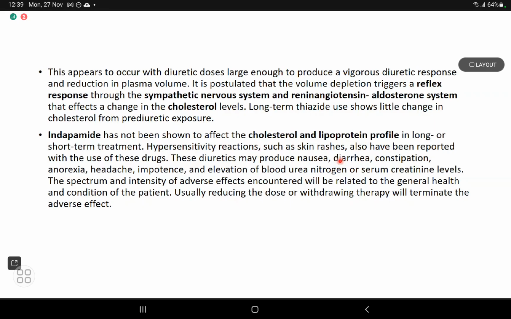Okay. This one might also cause diarrhea, constipation, headache, impotence. Remember, impotence is important for human life. Elevation of blood urea nitrogen and serum creatinine means that they're going to affect your kidney function. Okay, that's why I say it's not always good to use this drug just because you want to prevent the cholesterol level from increasing.